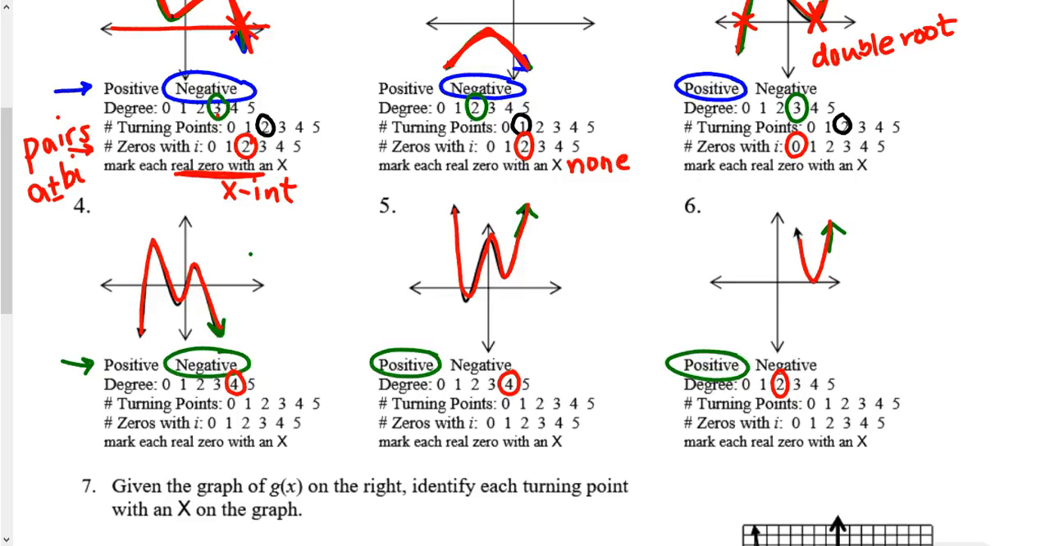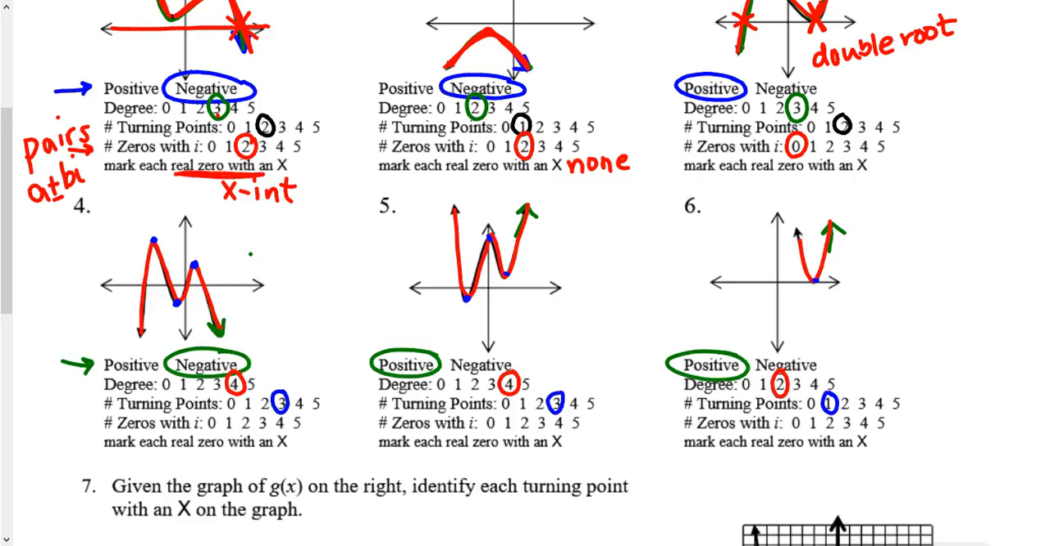The turning points are just where I switch from increasing to decreasing or vice versa. So here I have 1, 2, 3 turns. That should be 1 less than the degree, which it is. On number 5, I have 1, 2, 3 turns. Again, that's 1 less than the degree. On number 6, I only have 1 turn, and that's also 1 less than the degree.